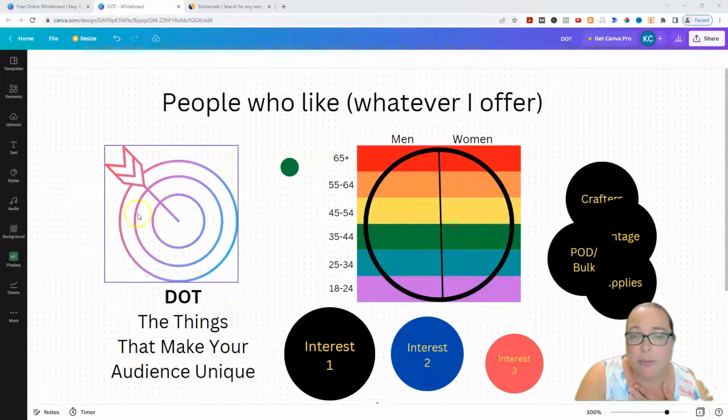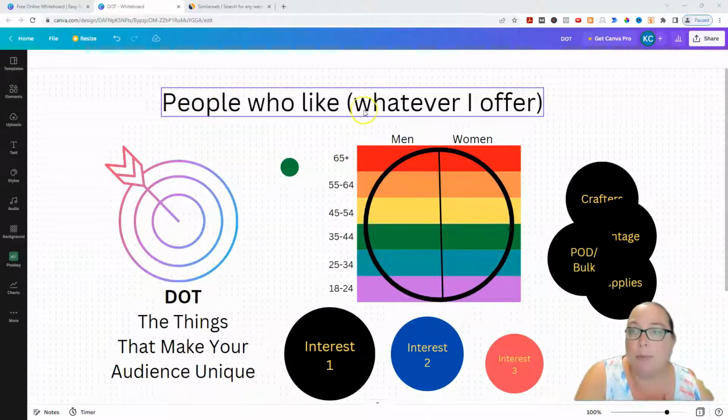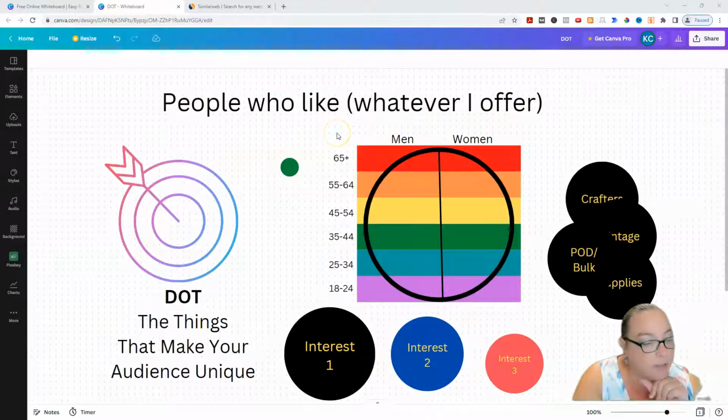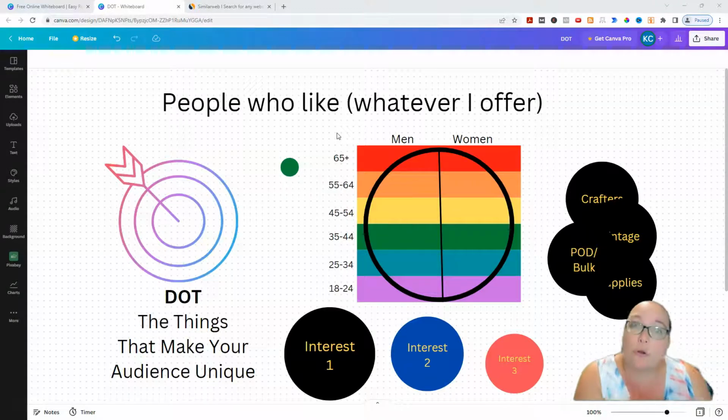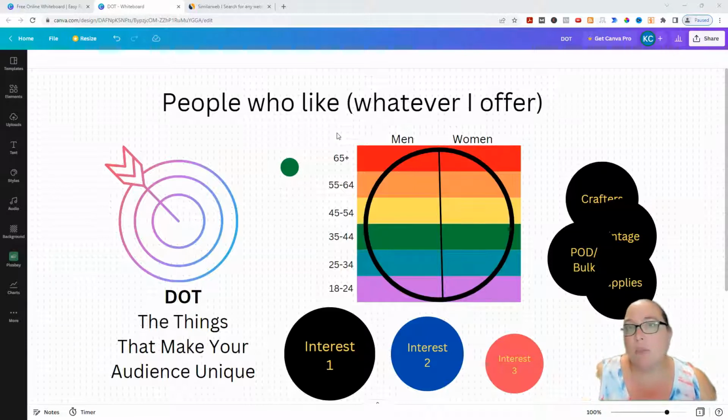So here on the left side, you have this DOT. Now, I put people who like whatever I offer, right? I hear that a lot. In fact, I saw this earlier today on a training where somebody said, my DOT is people who like, and then they explained what their product is. And it was, they're helping people do something. And I'm like, I get that's where people are coming from, but who are those people, right? Who are those people? So you say people who want this, and that doesn't help because you need to figure out who the people are that you're targeting.